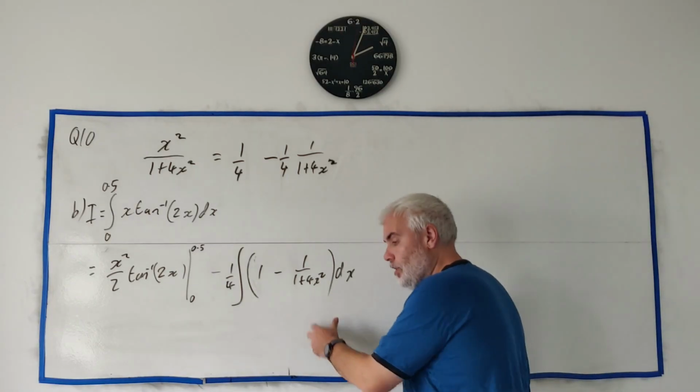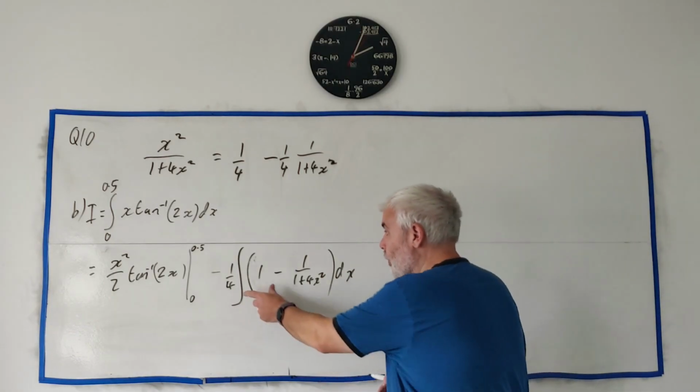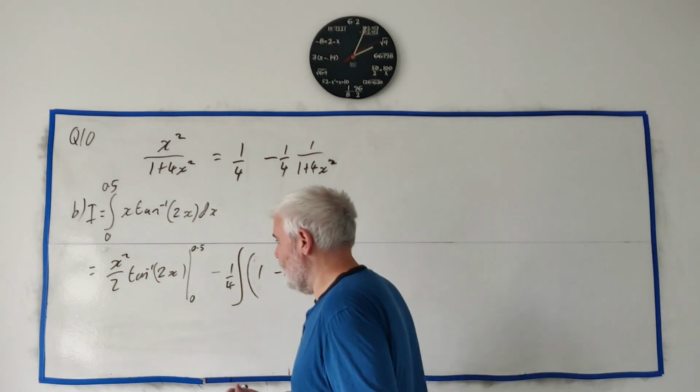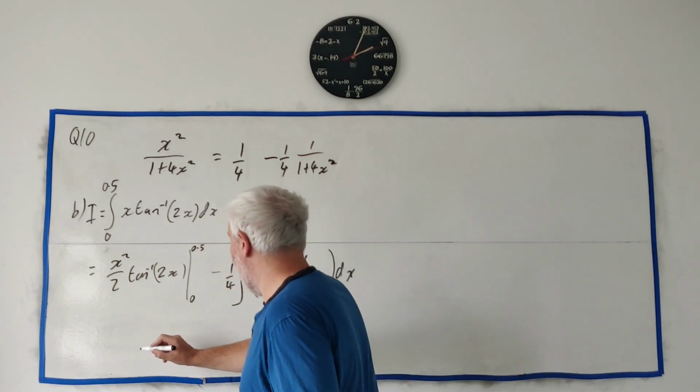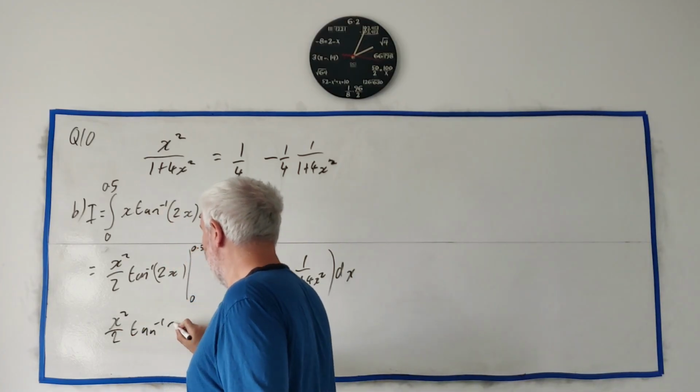This is a lot more manageable than the previous one. So let's try and do this. First of all, 2 integrals. The first one's not too bad. I'm just going to have to write this loads of times, I guess. x squared over 2 inverse tangent 2x.